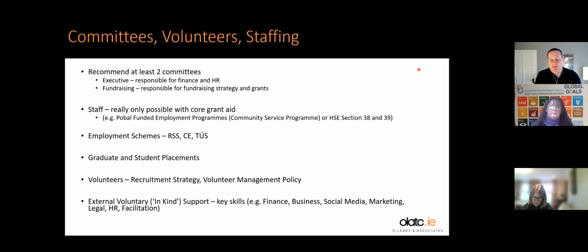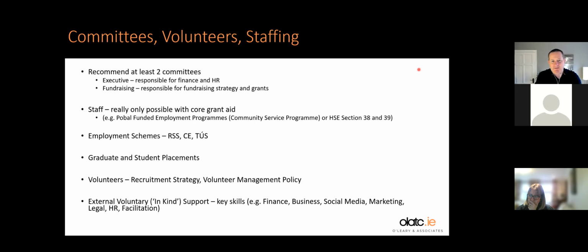HR, again, is very, very important that there's someone responsible for dealing with employment contracts, recruitment policies, and any disciplinary issues, okay? That cannot be left down to the coordinator or manager on their own. They need support from the board on that. That's where the executive committee comes into play. Usually the executive is the chairperson, the treasurer, secretary, and the coordinator. Okay, that is what we would recommend.